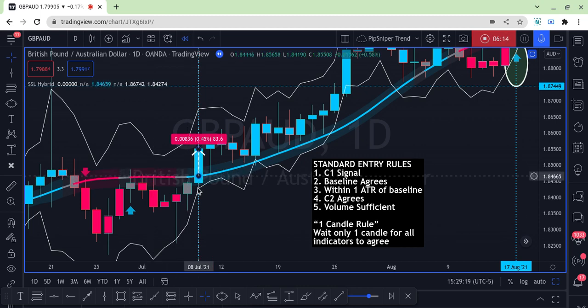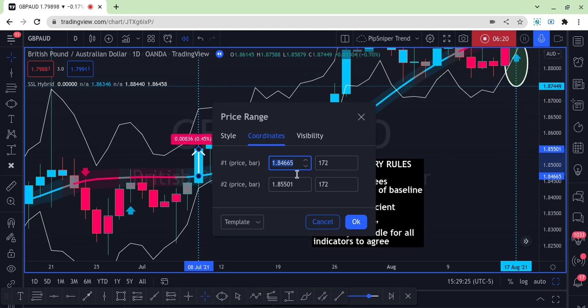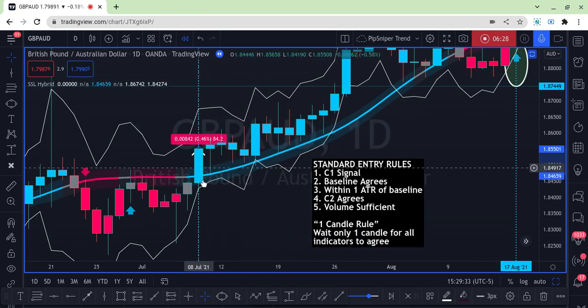For instance, this number says 1.84659. I'm talking about this number right here, 1.84659. So when I change that to 1.84659, watch this little circle move. It barely moves, but it's showing you exactly where it crossed. That's exactly where this candle crossed the baseline.